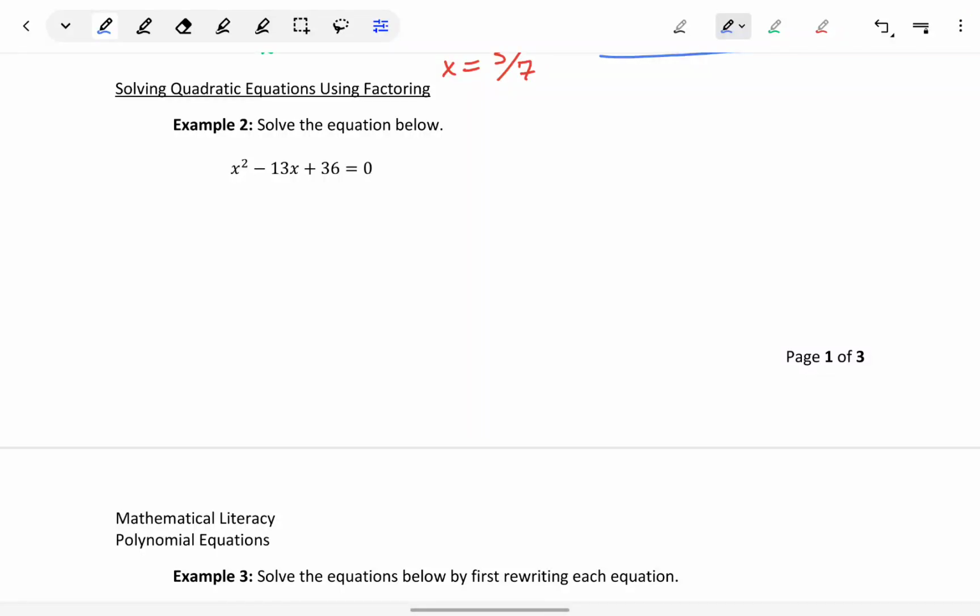In example 2, we have a trinomial set equal to 0, but we'll be able to apply the zero product property here again once we first factor that trinomial and rewrite it as the product of two binomials. Meaning the first thing we're going to do is rewrite this expression as x plus a times x plus b.